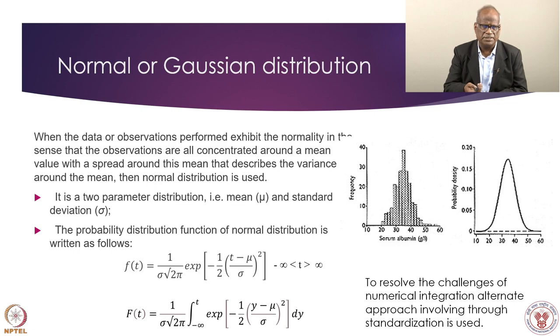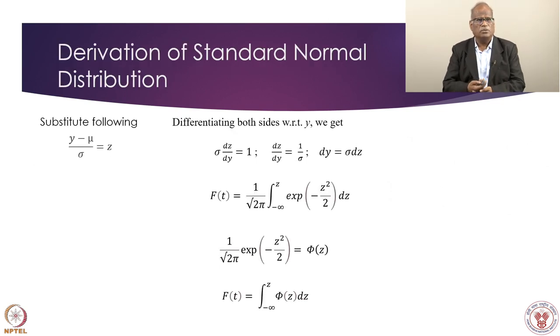How to resolve this? The procedure is very complicated. How to resolve this difficulty of numerical integration, when every time we want something we have to go for numerical integration? One very simple method has been developed, which is called the tabular method, where the normal distribution is converted into a standard distribution, and that we'll see over here. How do we derive a standard distribution from a normal distribution? Simply, we substitute (t minus mu) upon sigma equal to z, the first substitution we do in the distribution.